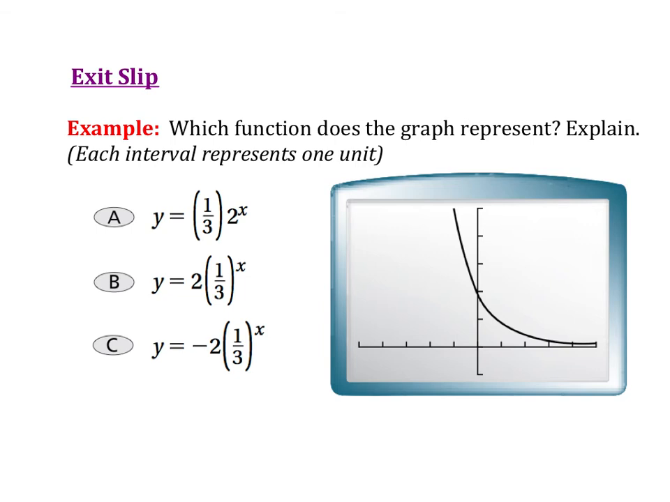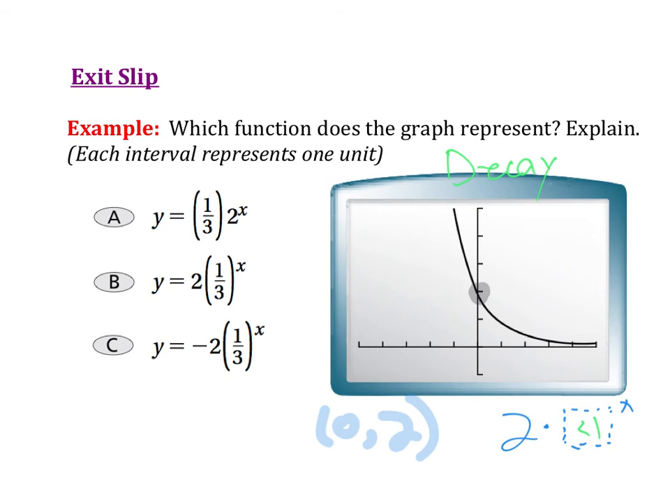Which function does the graph represent and explain? All right, so let's unpack some information here. One thing I can tell you is that it's got a y-intercept of (0, 2), which means this should be 2 times something to the power of x. I know that so far. I'm also getting that this is a decay function because it's going downward, which means whatever goes in here has to be smaller than 1. So some fraction or decimal smaller than 1.